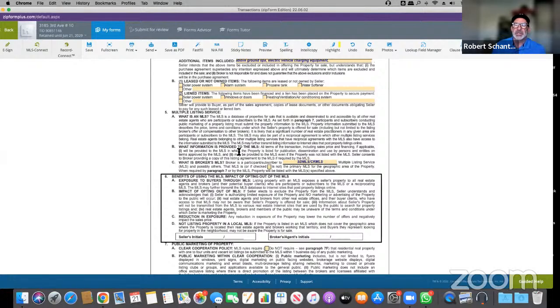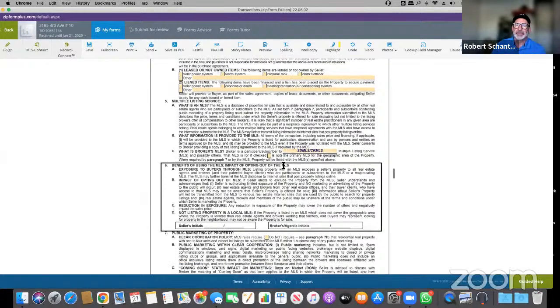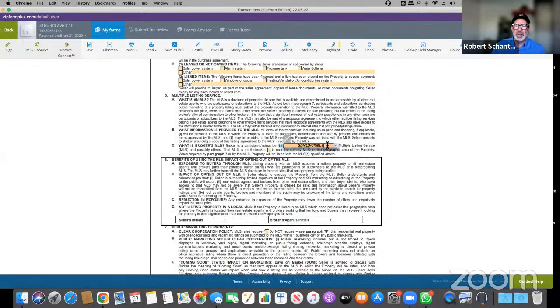This whole section just basically outlines that we're going to put your property in the MLS. Okay. And then Mark, I see in the drop down, it is SCMLS, CRMLS right now, right?